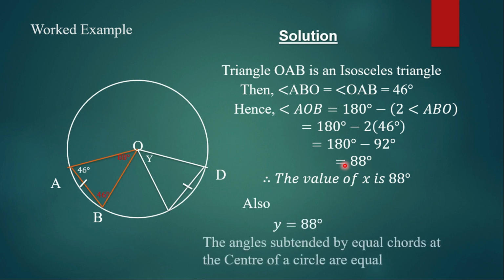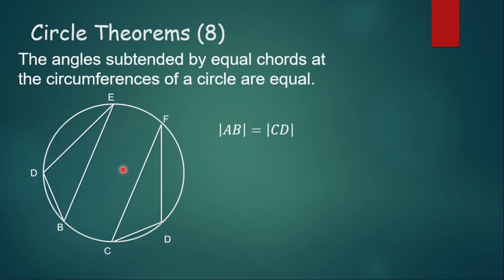Why? The angles subtended by equal chords at the center of a circle are equal. This angle and this angle are equal. Therefore, y is also what? 88 degrees. Well said. Let's take the 8th theorem. This theorem says that the angles subtended by equal chords at the circumference of a circle are equal.